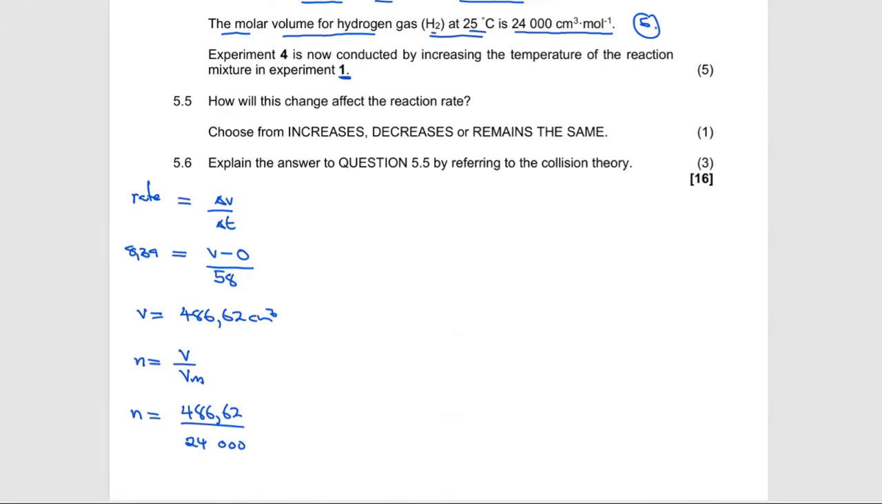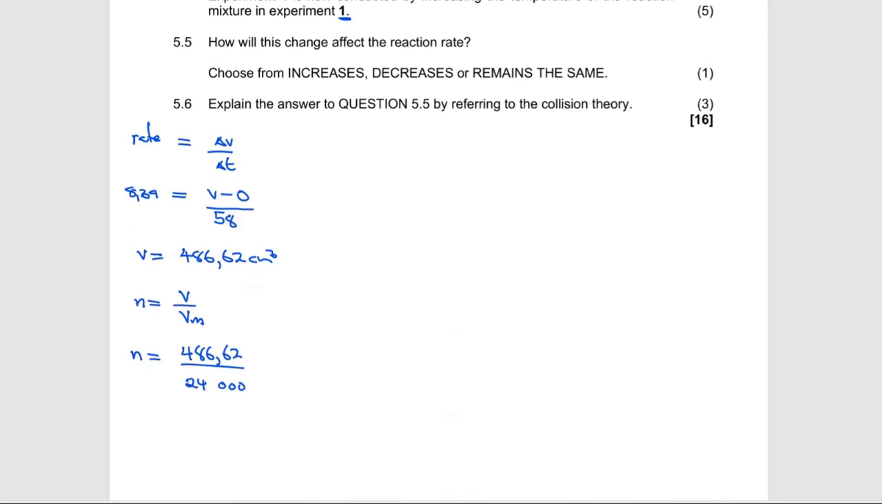So I'm going to say divided by 24,000, and I'm going to get a value of what? Our n is going to be 0.0202. So I can leave it like that, 0.0202 moles.